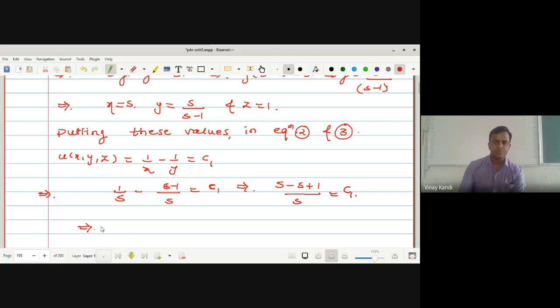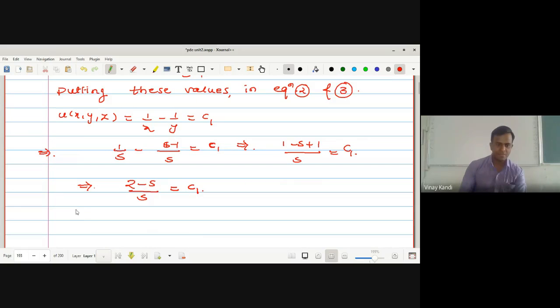So 1 minus 1 plus 1 minus s plus 1, so here we get (2 minus s) upon s, which is equal to c1. That implies 2 minus s is equal to c1 into s.